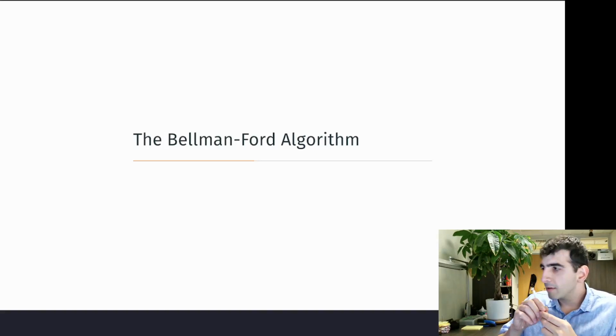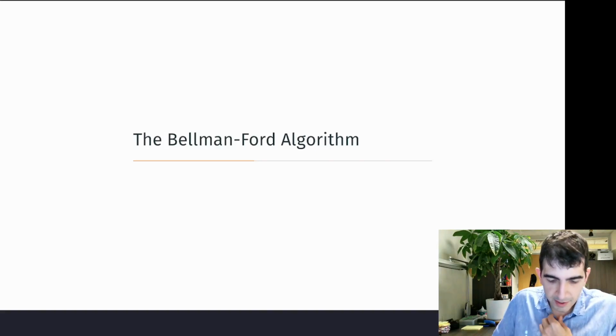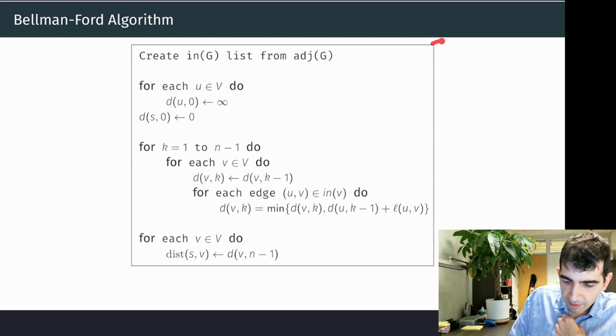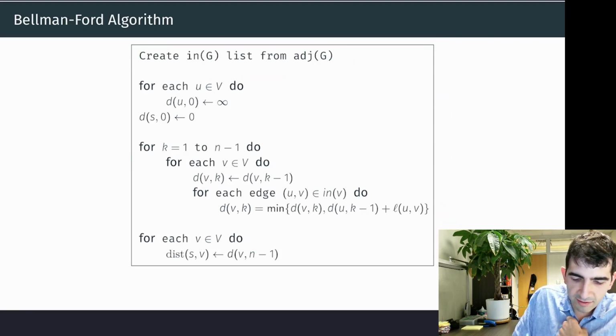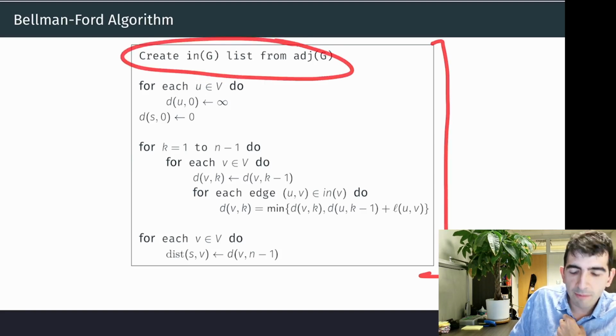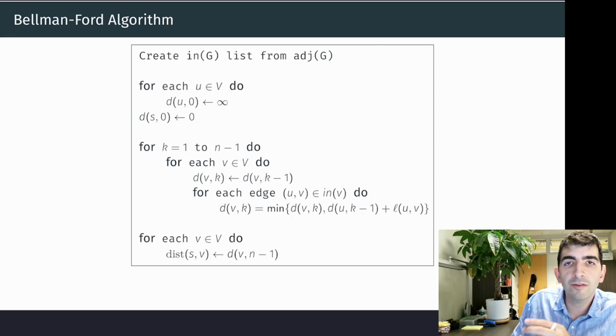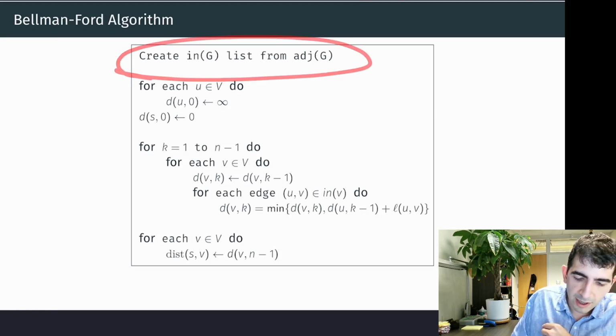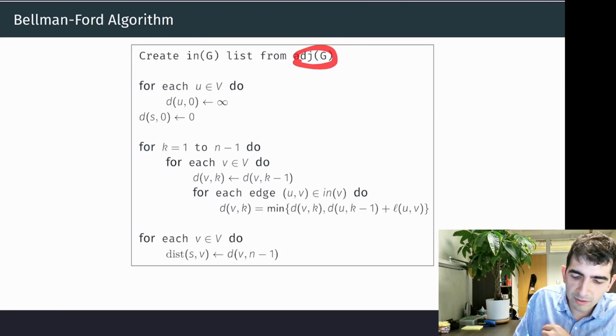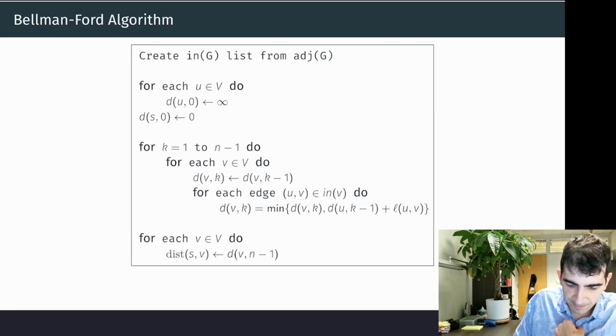So let's talk about the running time for the Bellman-Ford algorithm. All right, this is the Bellman-Ford algorithm here. We start off by creating an in-list, the input adjacency list, for the algorithm. In most cases you could assume you get either the in list or the out list, but we're just going to assume it's far more common to be given only the out adjacency list. So sometimes you do have to calculate the in adjacency list.